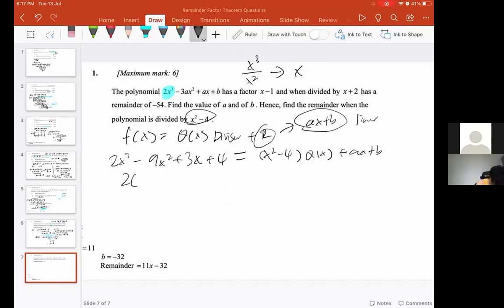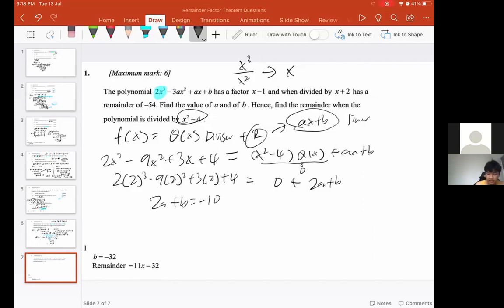So we put in 2 times 2 cubed minus 9 times 2 squared plus 3 times 2 plus 4 equals, the whole thing will become 0. So 0 plus 2a plus b. In this case, we can substitute in the values. Hold on, my screen is lagging a bit. To get 2a plus b equals minus 10.